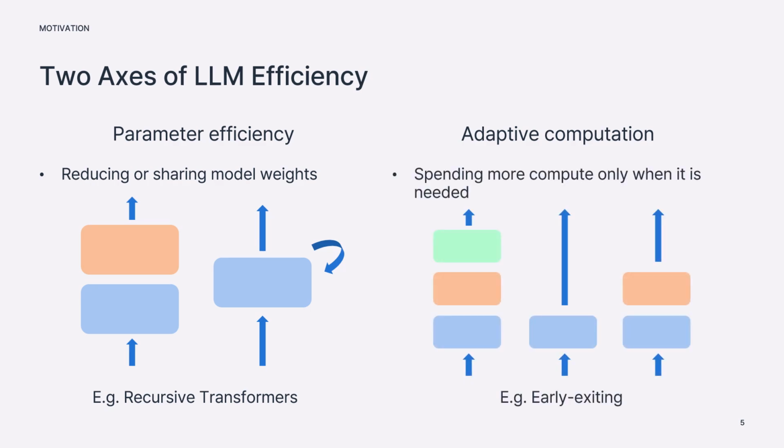A second one is adaptive computation, which spends more compute only where needed. A classic example is early exiting, where tokens exit once sufficient confidence is reached, skipping deeper layers.